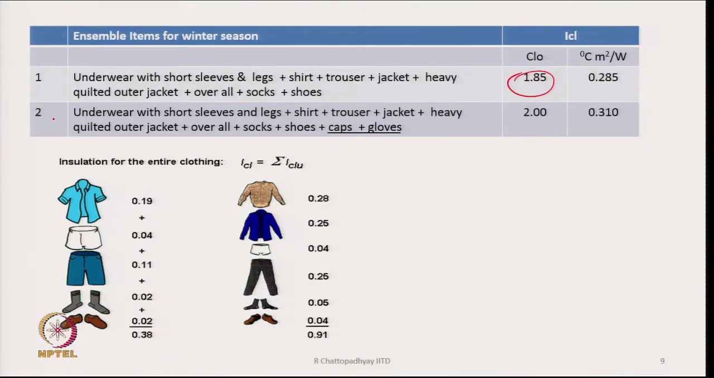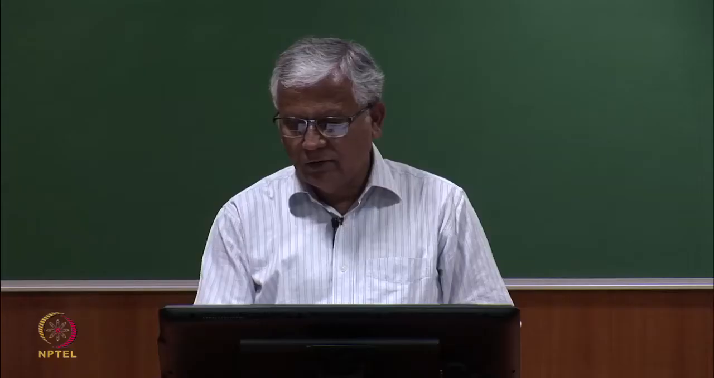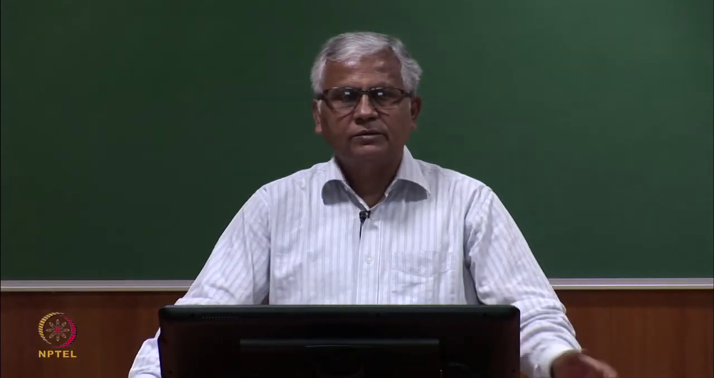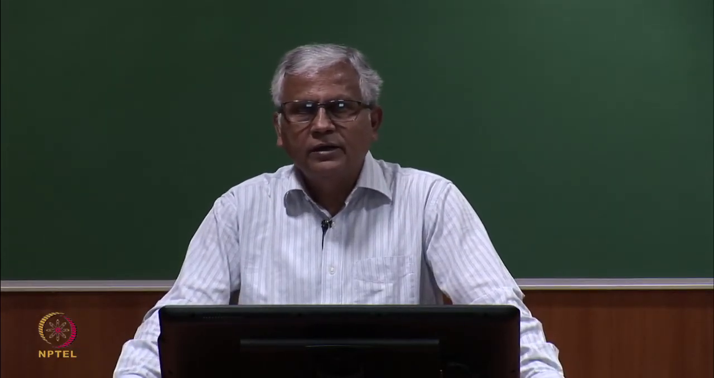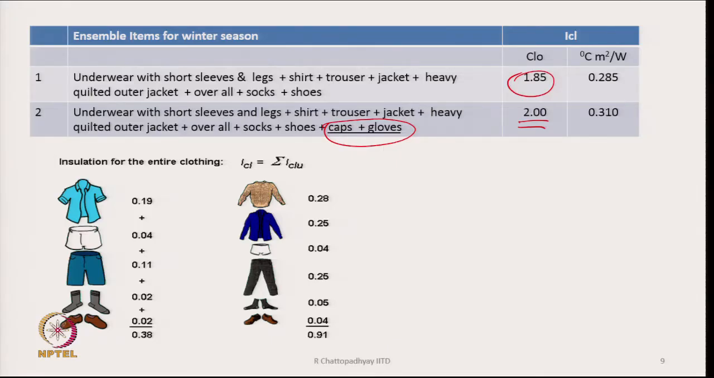Another example is for ensemble 2, where underwear with short sleeves and legs, shirt, trousers, jacket, heavy quilted outer jacket, overall, socks and shoes are there. Two additional things here are caps and gloves. A cap also has a certain insulation value, it can protect, it can keep you warm. Gloves also have insulation value. So, in the next ensemble, therefore, the clo value is more than the previous one. The rest of the things are the same; only if we add gloves and cap, the clo value changes by 0.15.